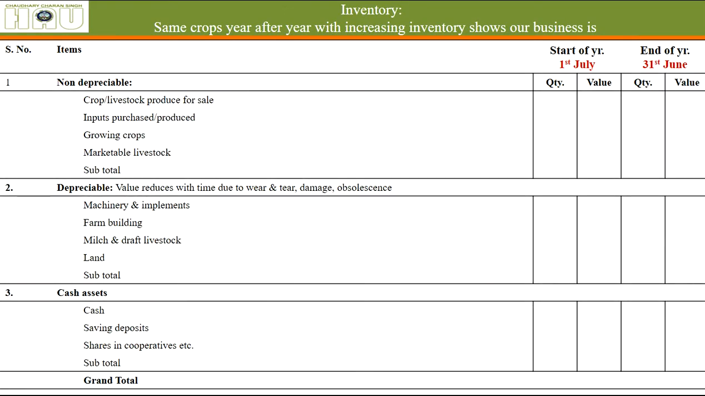So this is an example of a typical inventory of a hypothetical farm. As we know, we are growing the same crops year after year. And if our inventory is increasing, it shows that our business is progressing.